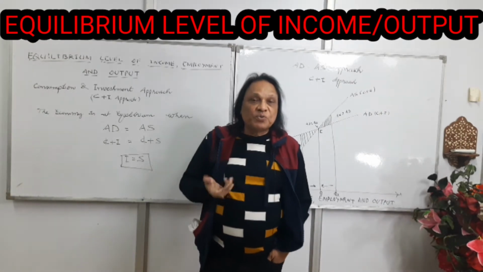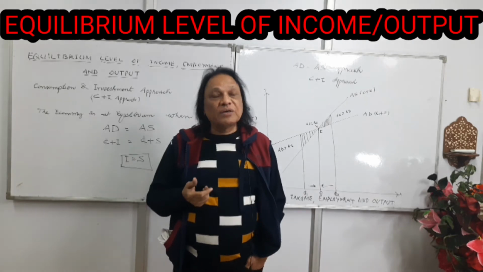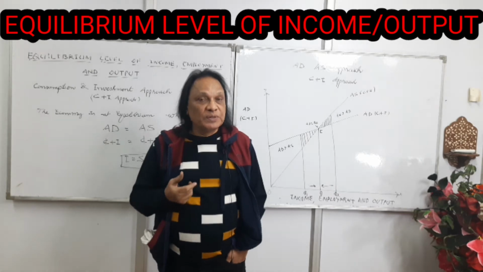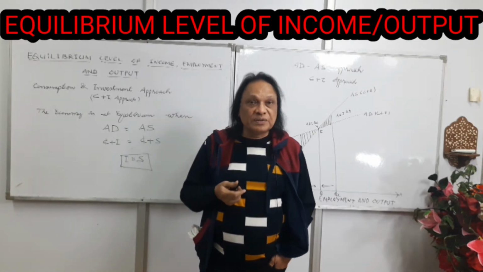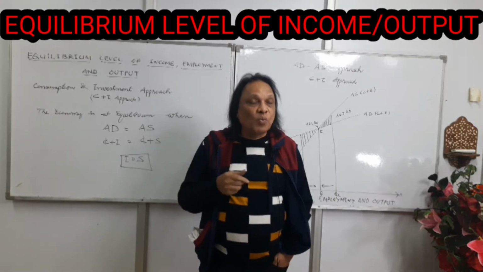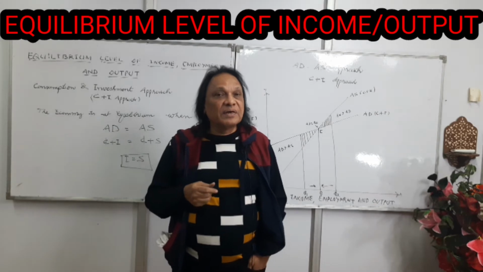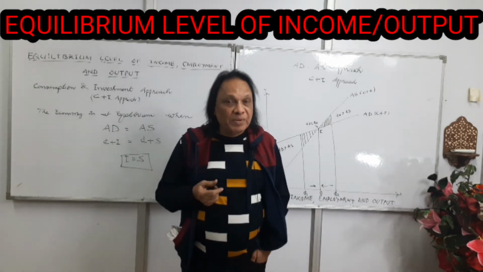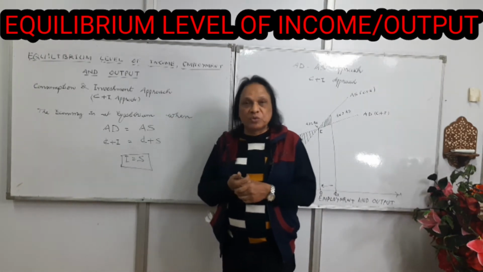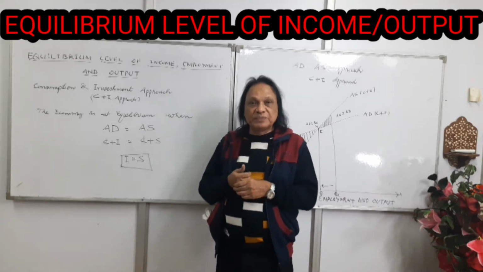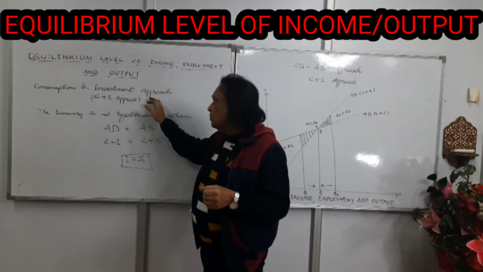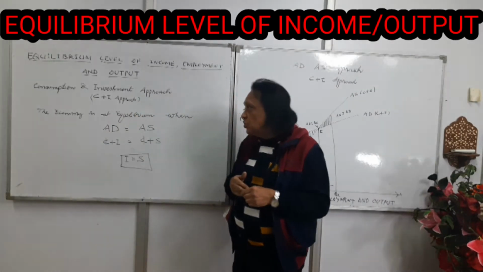There are two approaches here. One is the AD-AS approach, which we also call the C+I approach, the consumption and investment approach. The other approach is the savings and investment approach. One is the C+I approach, the other is the S and I approach. Let's discuss the equilibrium level of income, employment and output through the C+I approach, the consumption and investment approach.